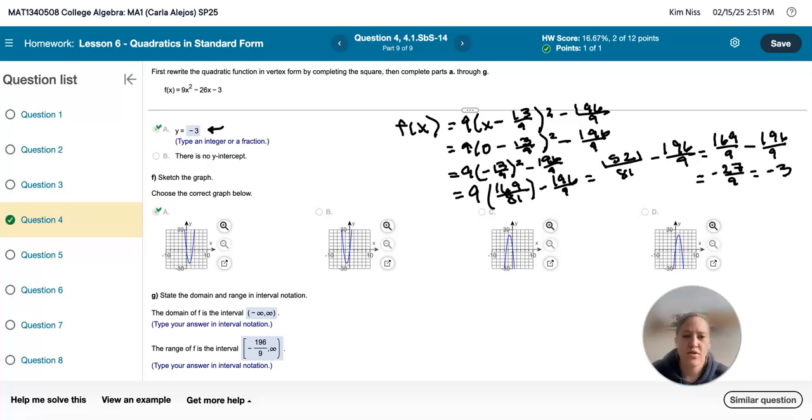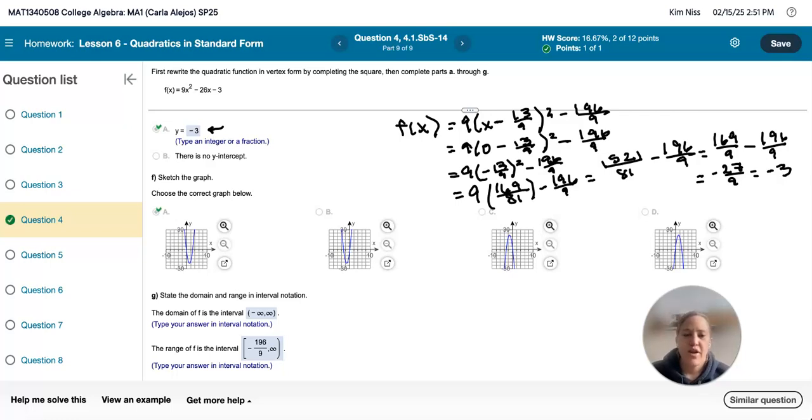Now we're supposed to sketch the graph. So we know the vertex. The vertex was at negative 13 over 9 and negative 196 over 9. So we know that it's going to be somewhere below here. We know that the graph opens up, so that eliminates C and D, and we're left with A and B. The x value for the vertex is going to be positive, so it's going to be on the right hand side of the y-axis, and so that's why we chose A.